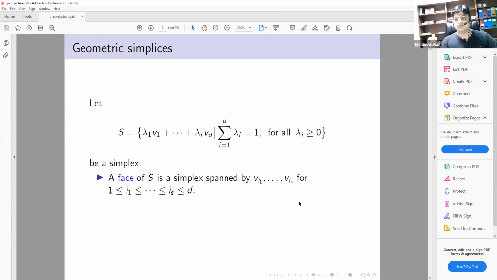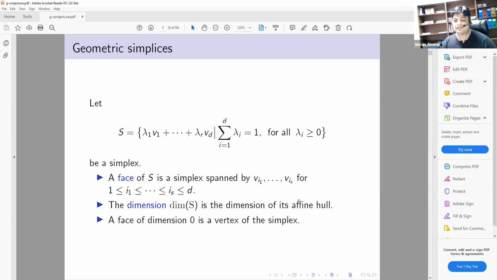So for the simplex, which I just defined, which is a D minus one simplex, there are a few terminologies, some dictionaries. I can take any subset of these D points. So I can take S points out of it and build the convex hull of those S points. I call it a face. This is another simplex with a lesser number of points. We call it a face of S. And the dimension of a face is the same as the dimension of the affine hull. A face of dimension 0, we call a vertex. So this is just a dictionary on the basis of which we can talk.